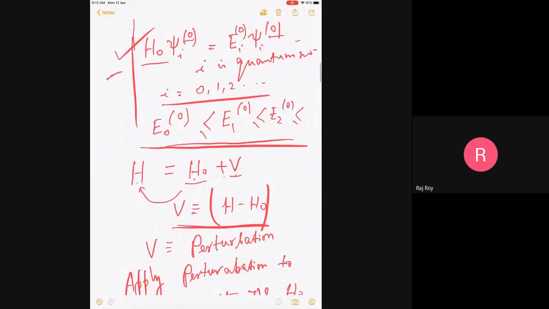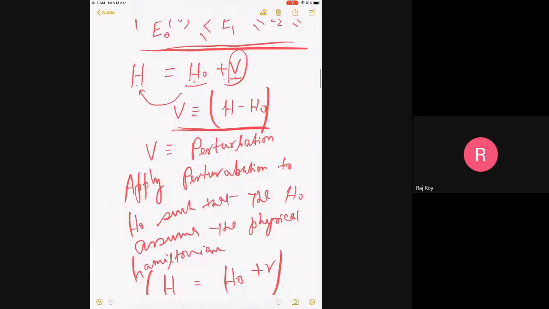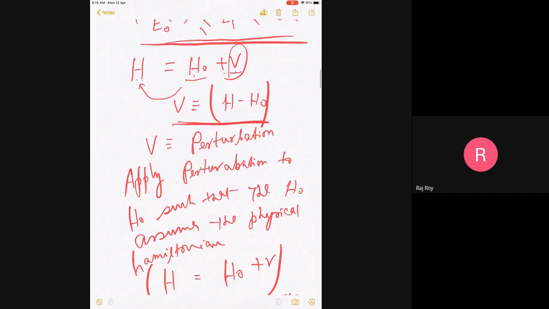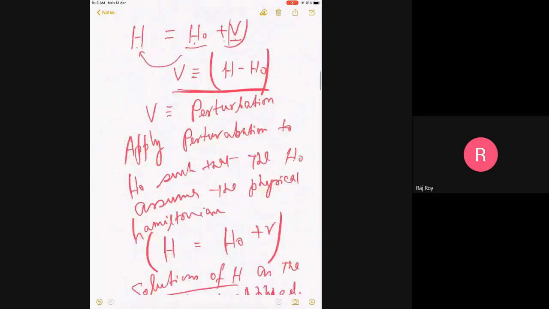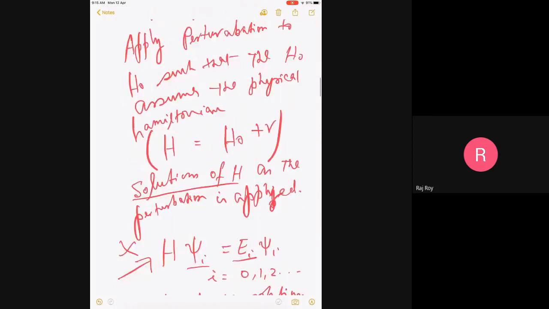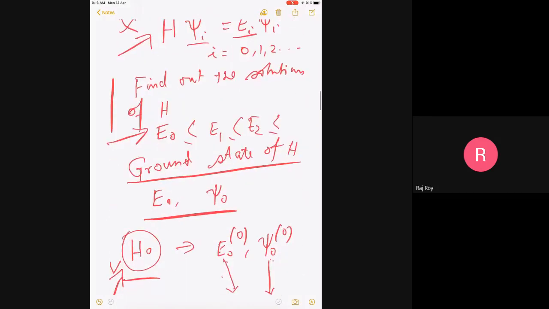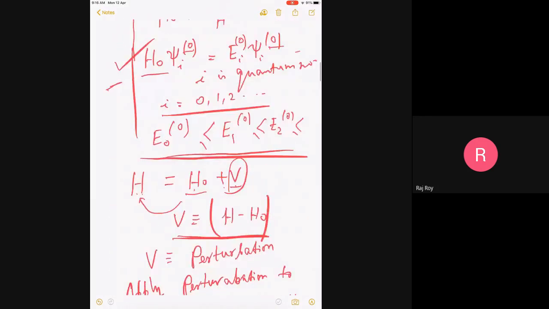So then we look at the full Hamiltonian, which differs from H naught by the perturbation. And ideally, this perturbation is very small. And then we assume that as the perturbation is applied, the ground state solution of H naught assumes the ground state solution of H. So that's the idea, because we are only interested in the ground state. But you will still see later that we require all the solutions of H naught.